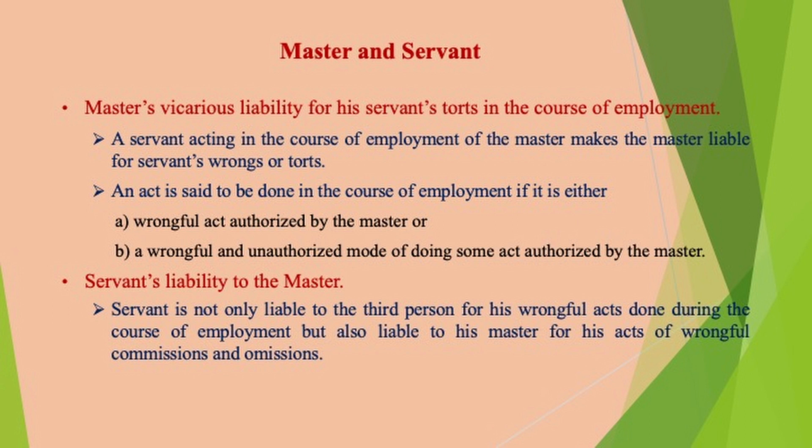Therefore, A, the servant, that is driver of B, while driving negligently hits C and causes injury. B, as a master, is liable to C along with A, his servant, and A is liable to C, the injured party, as well as to B, his master, for his negligence.